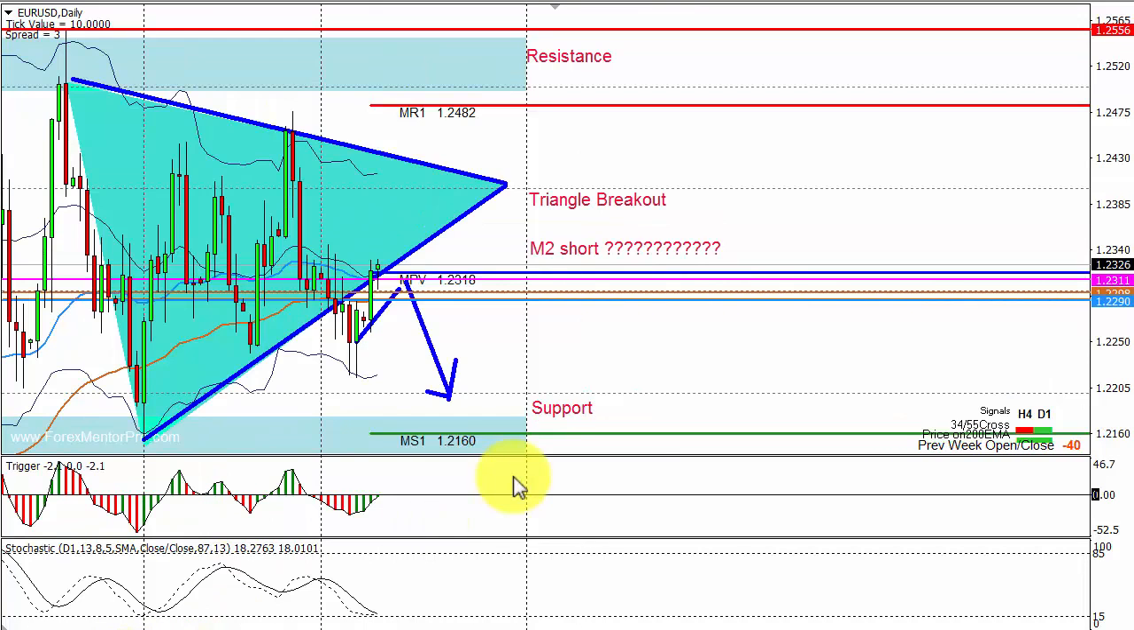Euro US dollar, exactly the same. Remember, it's correlated with the Euro Index. Here too, we had a triangle that broke to the downside. Price pulled back. We had a very key level. We're at that trend line again, the monthly pivot point, and there's a possible M2 short that can set up here as well. Here too, we will have to go to the smaller time frames and look for that short setup.